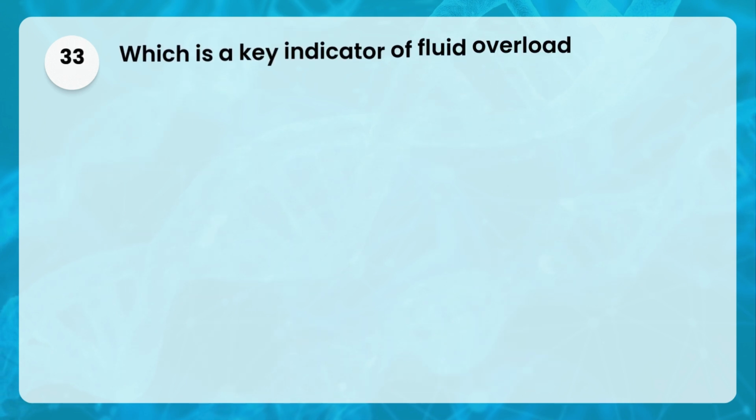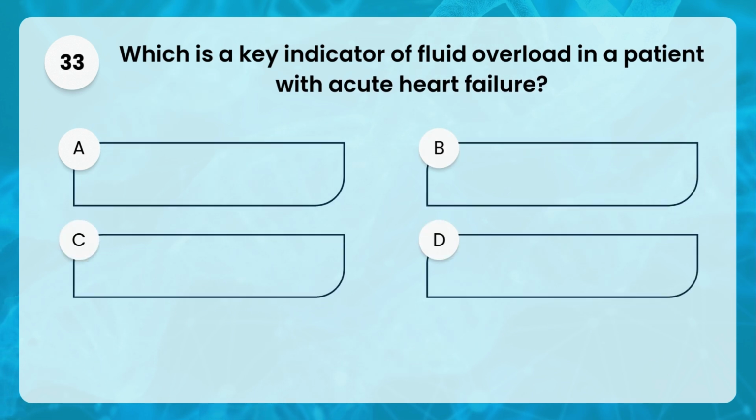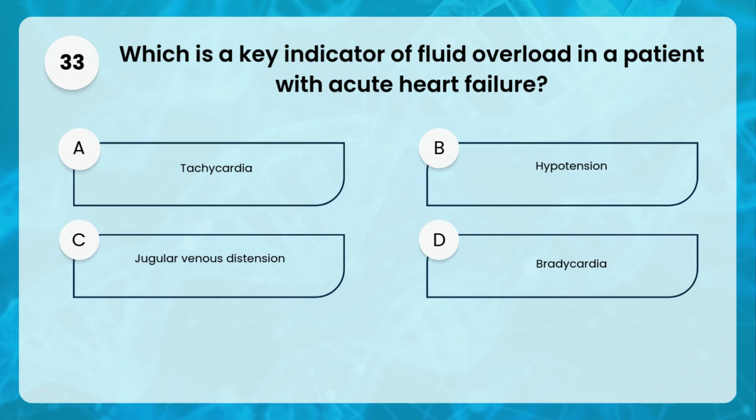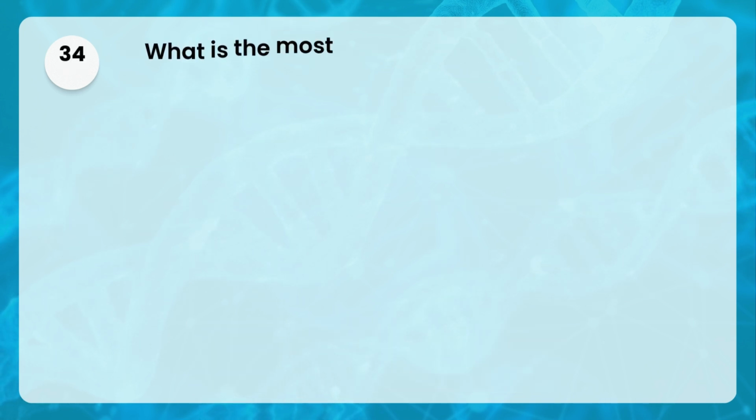Number 33. Which is a key indicator of fluid overload in a patient with acute heart failure? A. Tachycardia. B. Hypotension. C. Jugular venous distension. Or D. Bradycardia. The answer is C. Jugular venous distension.